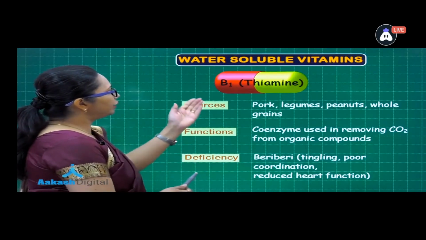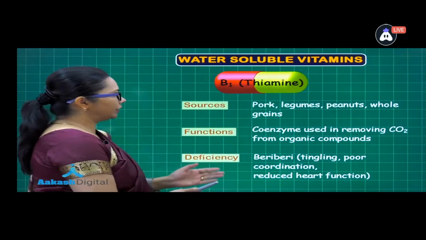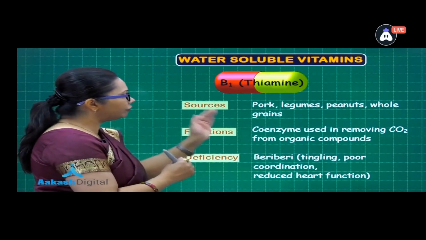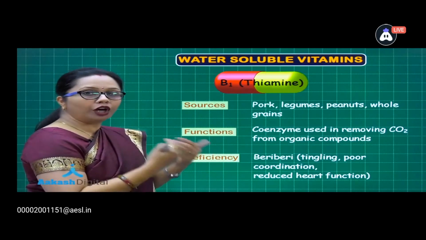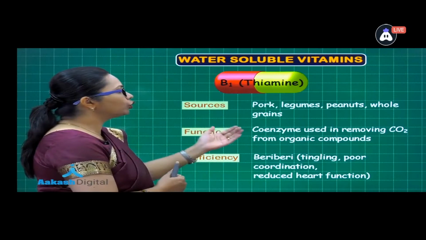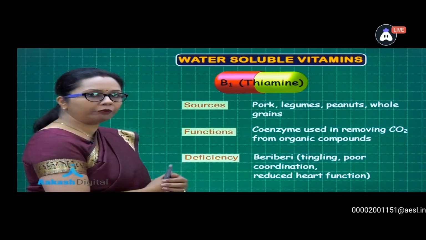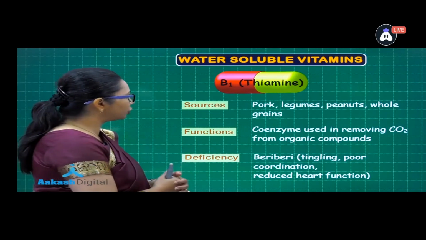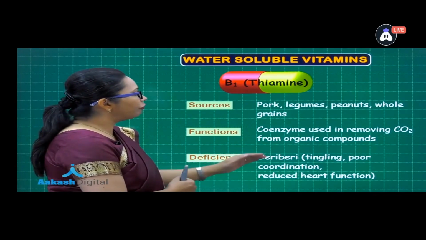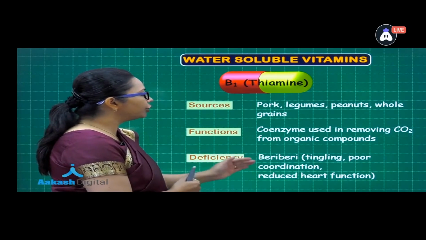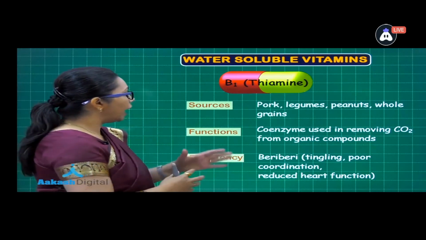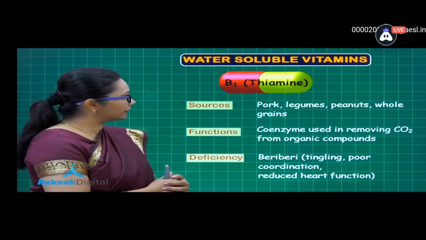Now the sources, as we can see, pork, legumes, peanuts, whole grains. Now this is important because in whole grains, the upper layer is having B1, and if these whole grains are polished, then we are losing B1 from it. Now their functions, it is coenzyme used in removing carbon dioxide from organic compounds, that means in decarboxylation reactions. The deficiency of B1 causes beriberi, a disease where there is tingling, poor coordination, reduced heart function, there would be neuritis, that means there is inflammation in the nerve cells, and ultimately resulting in paralysis.